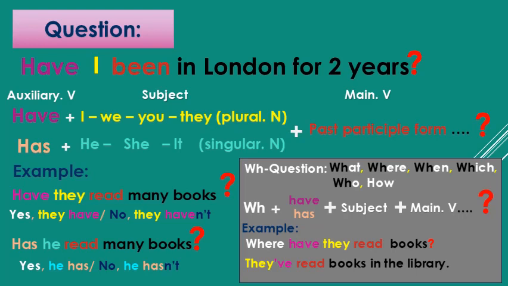So the difference between WH question and yes/no question: if we start with have or has, the answer is yes or no. And if we start with a WH question, here we need the answer to be a full sentence. تكون الإجابة جملة كاملة. Now let's move to the negative form.